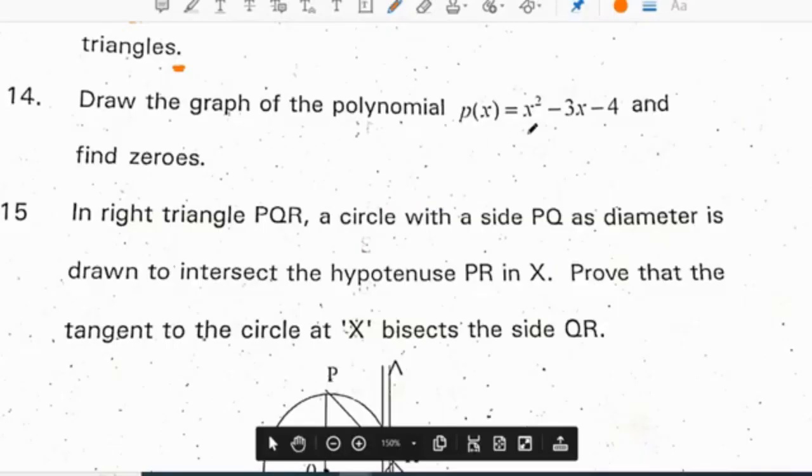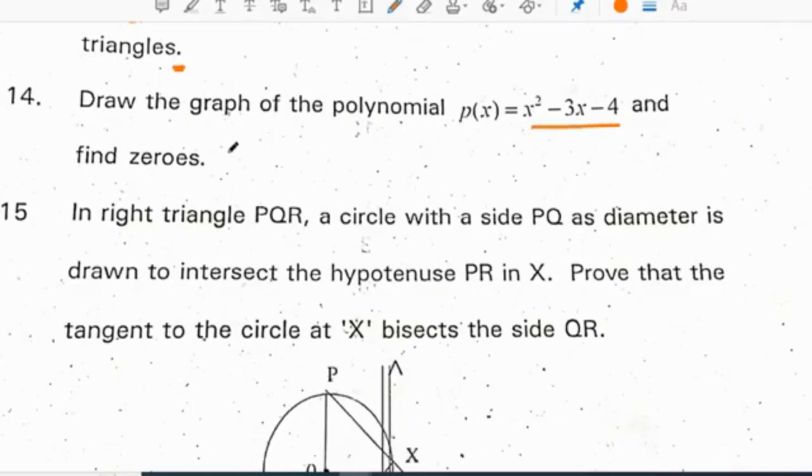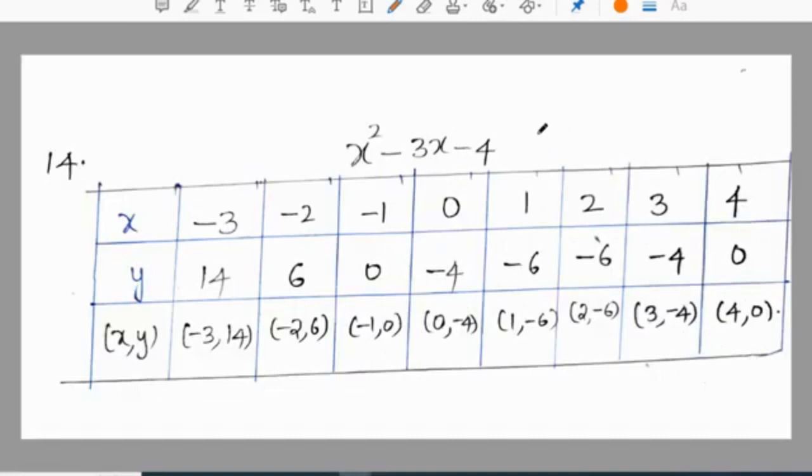Draw the graph of the polynomial p of x is equal to x square minus 3x minus 4 and find the zeros. Before drawing the graph in the graph paper, we need to take the points like this. So we have to assume y is equal to x square minus 3x minus 4, keeping the value of x as minus 3, minus 2, minus 1, 0, 1, 2, 3, 4. We'll get y values as 14, 6, 0, minus 4, minus 6, minus 6, minus 4, 0.